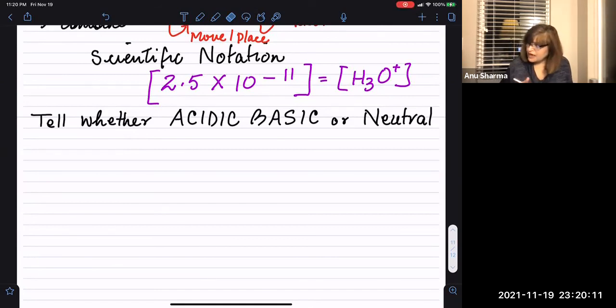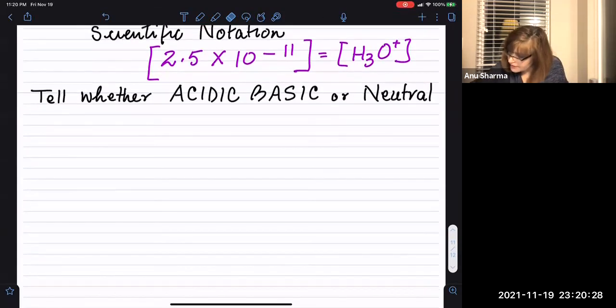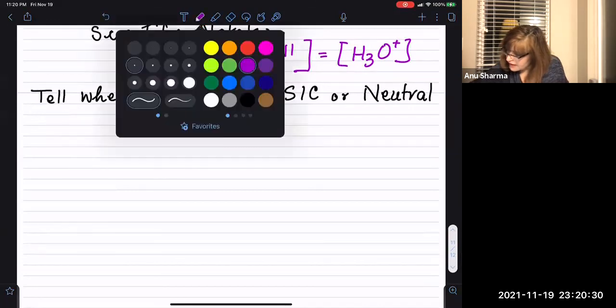So here, the hydronium ion concentration, there's something I forgot to put, sorry about that. Let's put this here.